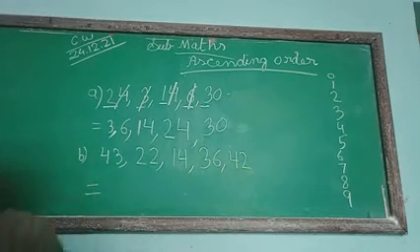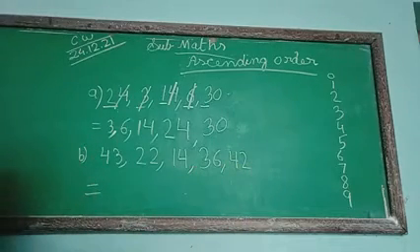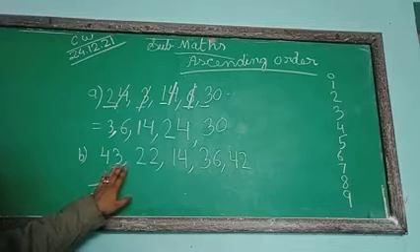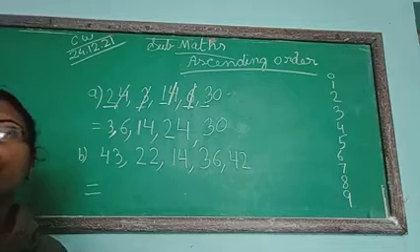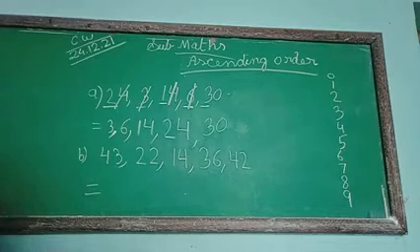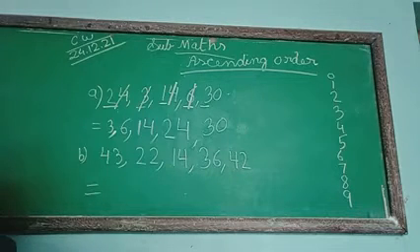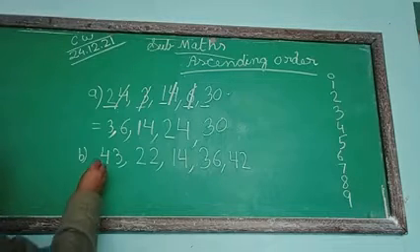Now you see, you have to arrange in ascending order. The numbers are 43, 22, 14, 36, 42. You see, all the numbers are two-digit numbers. No one is a one-digit number. So you will see the tens place.